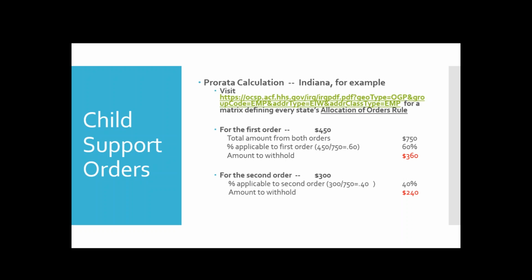But in our Indiana example, and almost every other state, our prorated calculation would look at the first order of $450 plus the second order of $300 for a total of $750. The first order is 60% of the total, and the second order is 40% of the total. I got that by taking the first order amount of $450 and dividing that by the total $750 for all orders. And that's where I get 60%. And then on the second order, the order itself divided by the total of all orders gives me 40%. So 60% of the total $750 is $360, and 40% of the total $750 is $240. So those are the 2 amounts to withhold for these 2 orders.